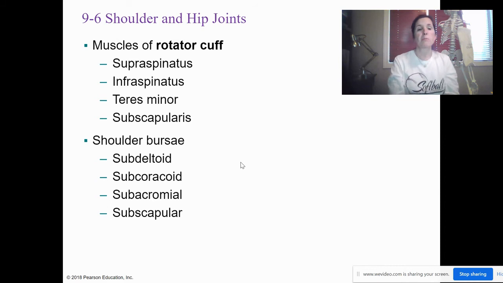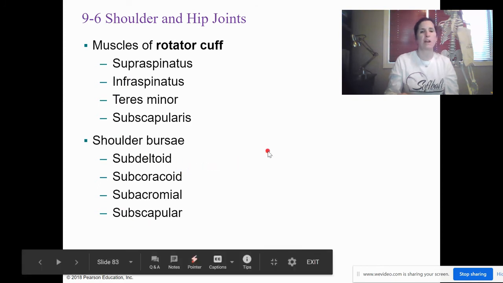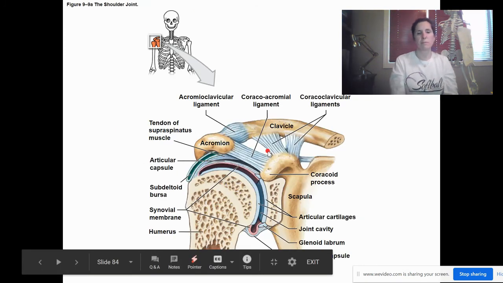And there's all these muscles and bursa that help support your shoulder joint. All right, these are your rotator cuff muscles, and I will teach you these next semester, the 4 muscles, supraspinatus, infraspinatus, teres minor, and subscapularis. And then there are all these bursa sacs that help protect the shoulder joint.